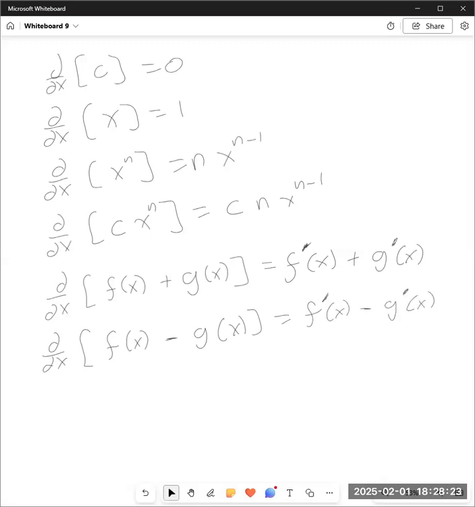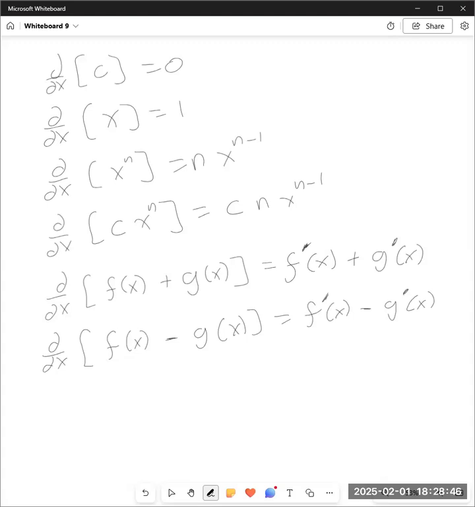I'm not going to get into products or quotients here unless they come up in the problems. I don't think they will. We'll be dealing completely and totally with the power rule in this section from what I've seen. So let's go ahead and just work on these right now.